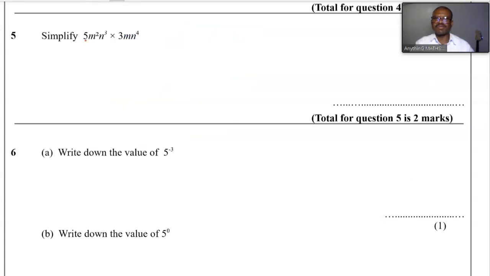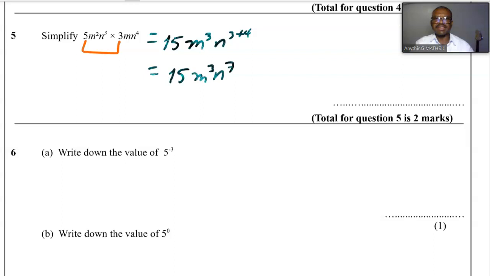Number 5, we multiply the 5 and the 3, we get 15. m squared times m, so we're going to get m cubed. n raised to the power 3 times n raised to the power 4 is going to be n to the 3 plus 4, is going to be 15 m cubed n to the 7.